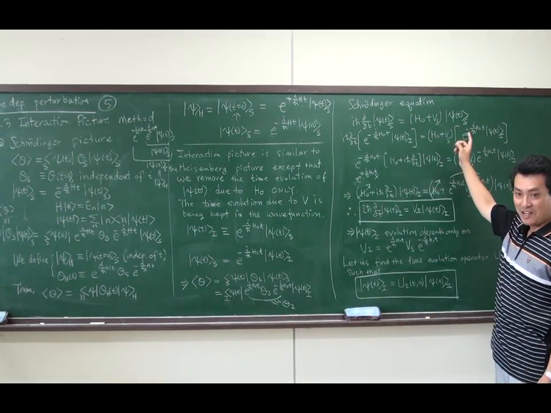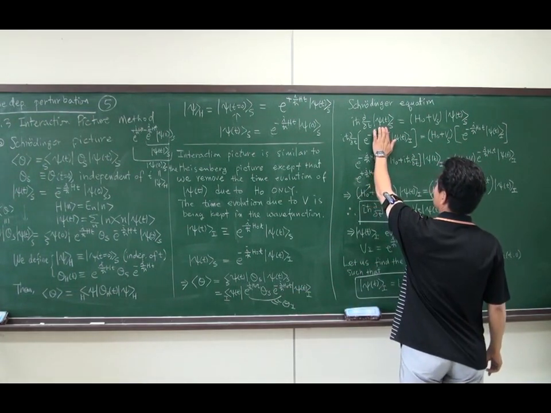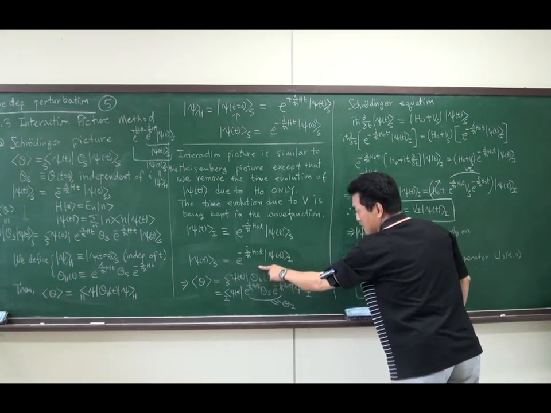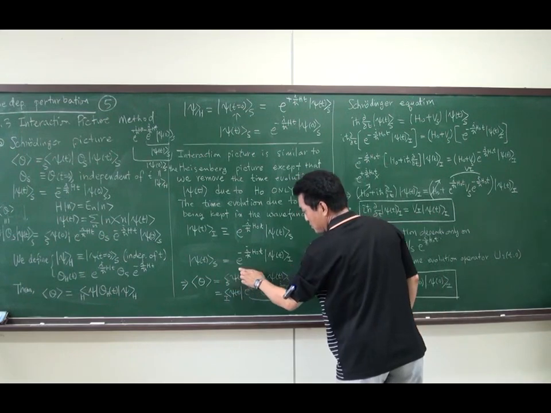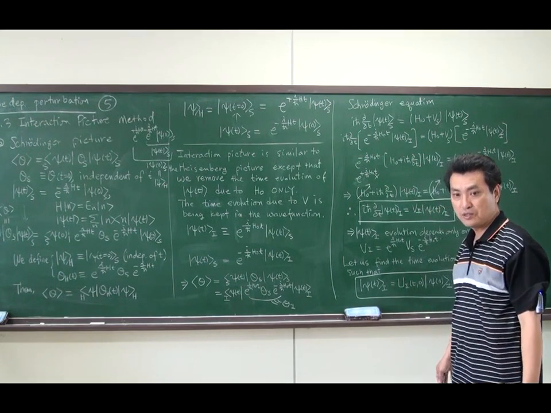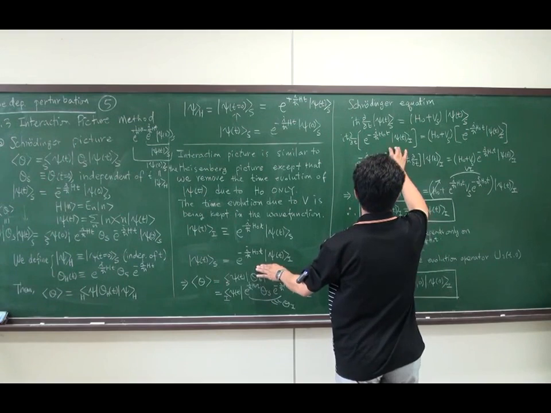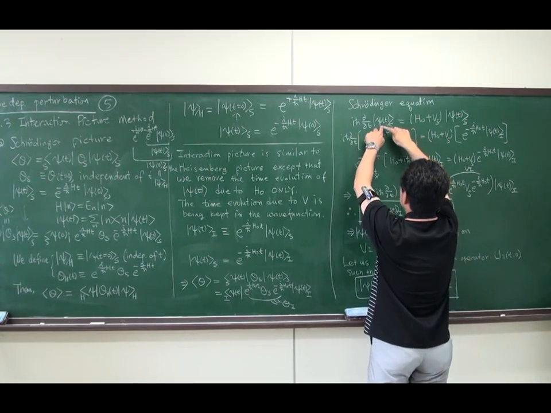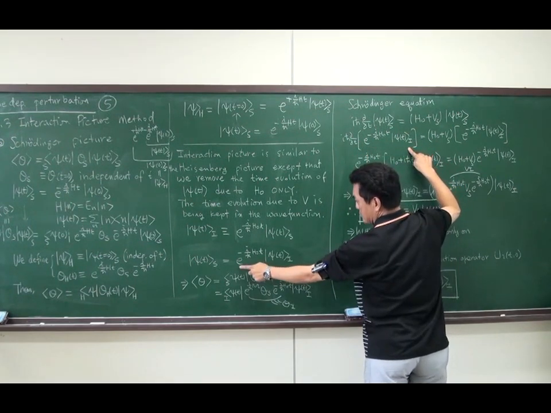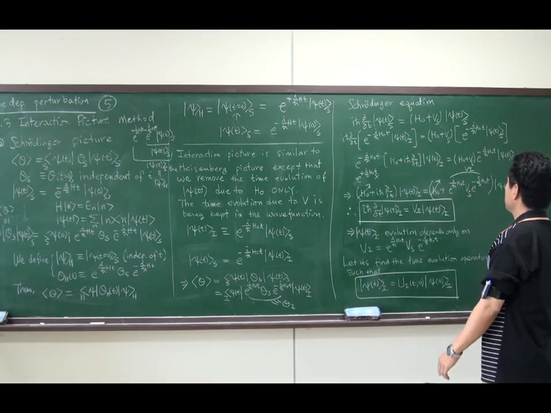So let us rewrite this by making use of the interaction picture. What I have to do is just replace this Schrödinger picture state by this equation, right? So substitute this interaction picture wave function multiplied by time evolution due to H0. If I substitute in here, I have the bracket, and this Schrödinger picture state is now exponential minus i over h bar H0 t times the interaction picture wave function.